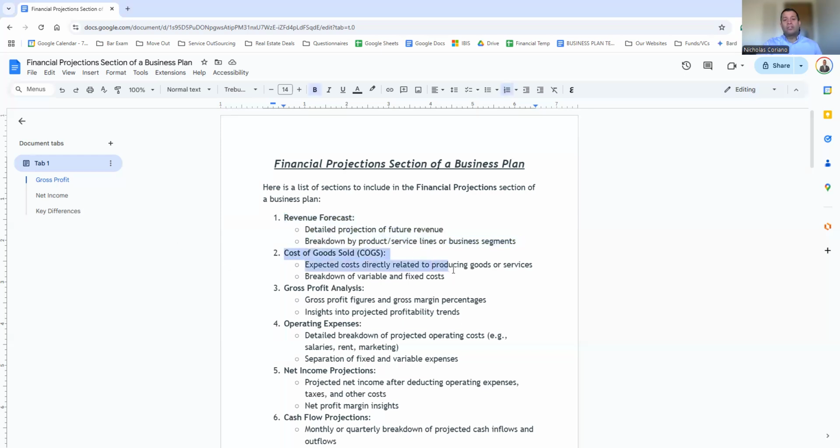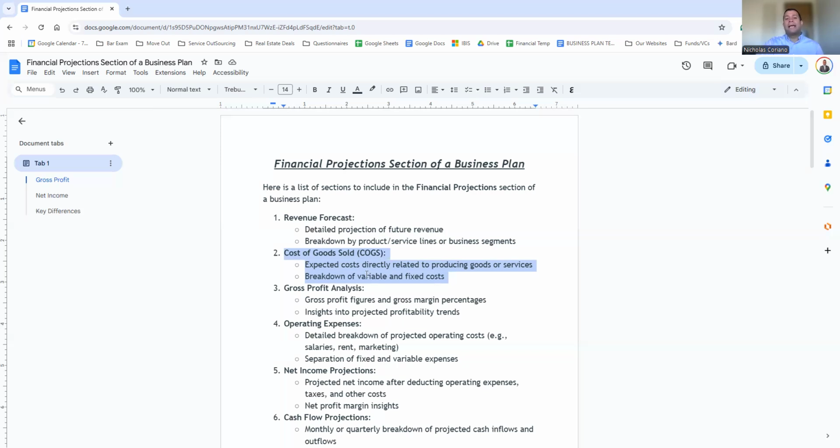The next one is the cost of goods sold. So this is expected costs directly related to producing a good or service and a breakdown of variable and fixed costs. So for example, if you're selling coffee, and the cost of each coffee is $1, and you're selling the cup of coffee for $3, the cost may include the coffee, the cup, and the lid. That is your cost of goods sold.